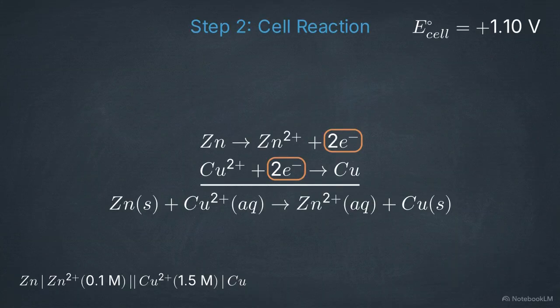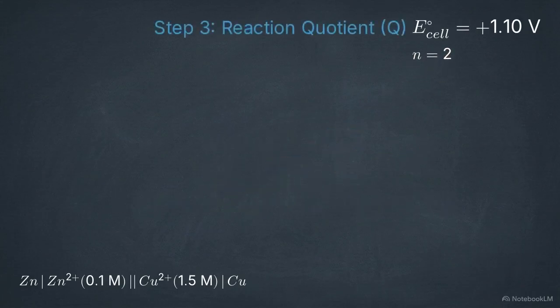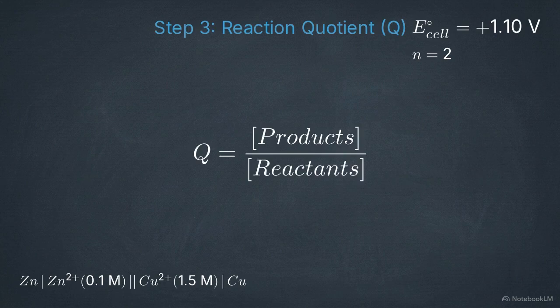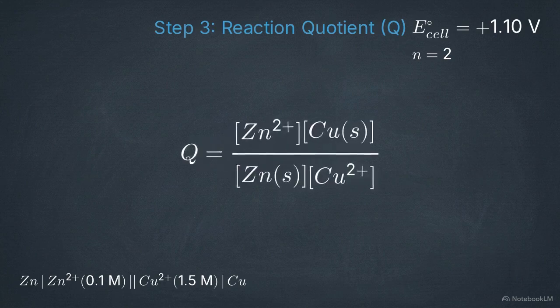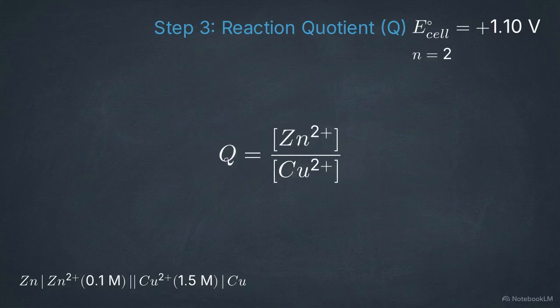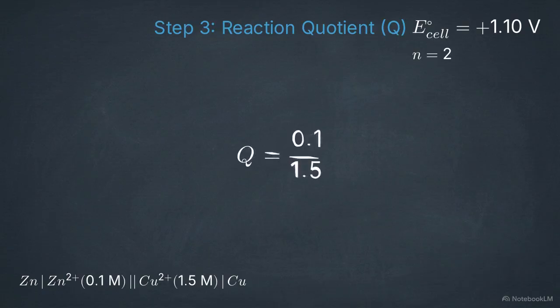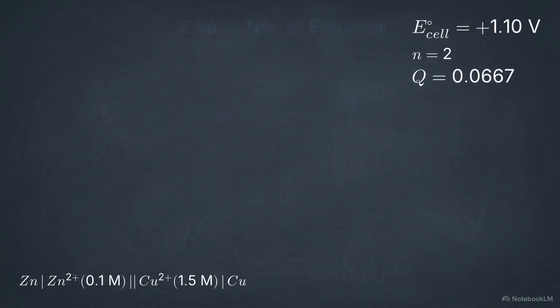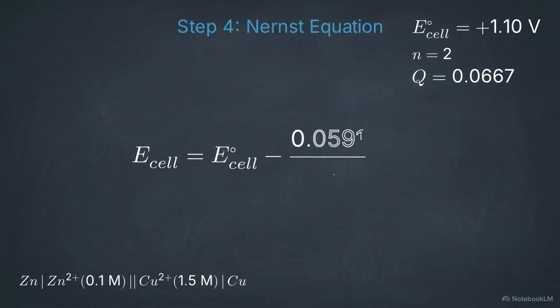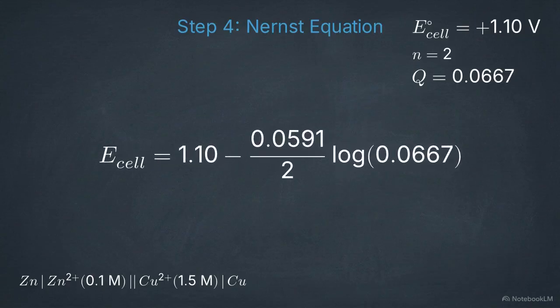For step 2, we write out the overall chemical reaction. Zinc oxidizes and copper reduces, transferring exactly 2 electrons in the process. Our N value is 2. In step 3, we calculate Q by dividing the zinc products by the copper reactants. We only use the aqueous ions here. Pure solids have an activity level of 1, so we completely ignore them in this step. 0.1 divided by 1.5 gives us a Q of 0.0667.